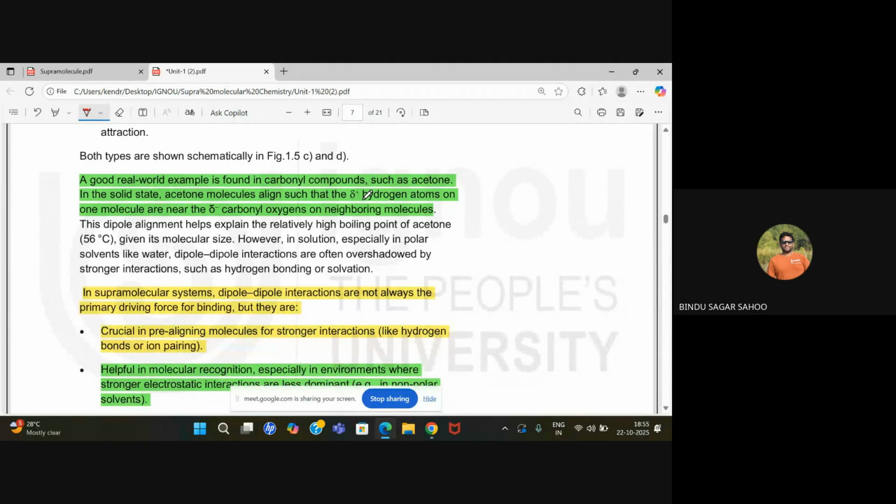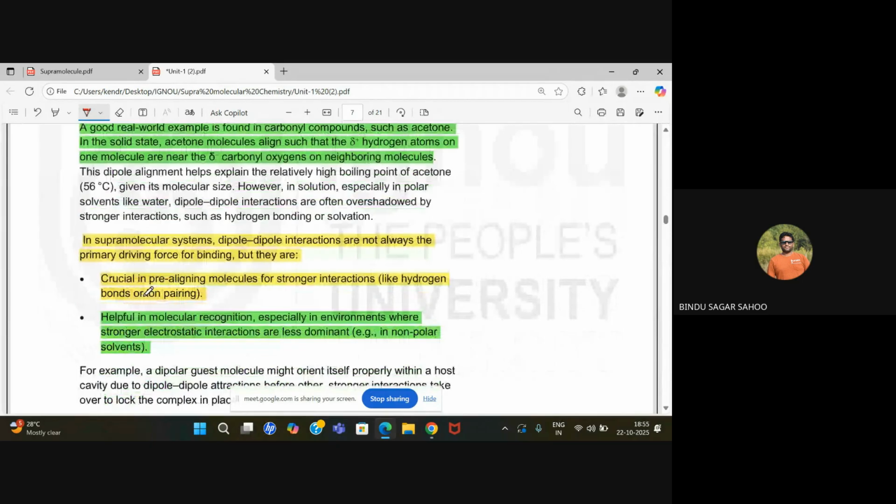So acetone is showing a little bit higher boiling point, and this higher boiling point is due to the presence of these dipole-dipole interactions. Okay, so no doubt this dipole-dipole interaction is weaker, its strength is less compared to ion-dipole or ion-ion interaction, but it has an impact on the molecule overall. So in supramolecular chemistry, generally dipole-dipole interactions are not always the primary driving force, but they have a role inside the molecule in making the overall interaction of the compound stronger.